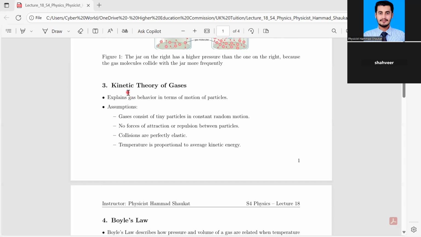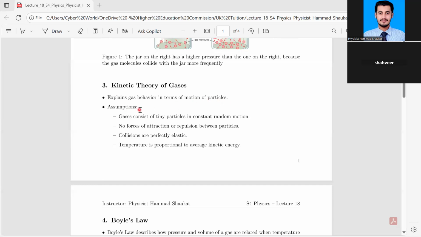So here, kinetic theory of gases. Definitely we will deal with molecules, and whose molecules? The gas molecules, because we know gas also consists of small atoms or molecules. So the motion of the gas molecules is known as the kinetic theory of gases. It explains the behavior of gases in terms of the motion of particles.